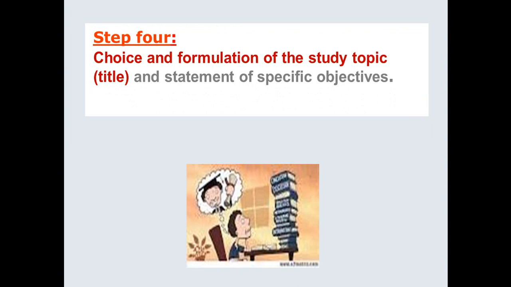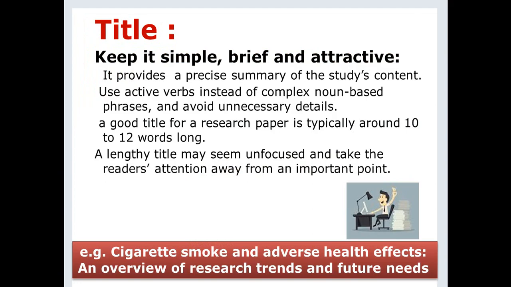Step 4, choice and formulation of the study topics or the title and the statement of a specific object. So we have to put a title for your object. The title should be kept simple, brief and attractive. It provides a precise summary of the study content. Use active verbs instead of complex noun-based phrases and avoid unnecessary details.